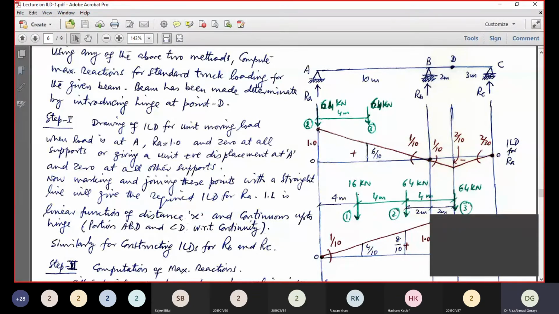Gradually you see we have marked this key point at A as 1 when the load is at A, and 0 at all other supports. Now forget this line for the moment. Only this key point at A has the value of 1, and 0 at all other supports: 0 at B, 0 at C. 1 at A, 0 at B, 0 at C.